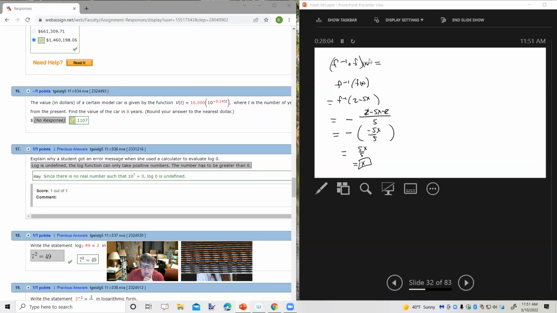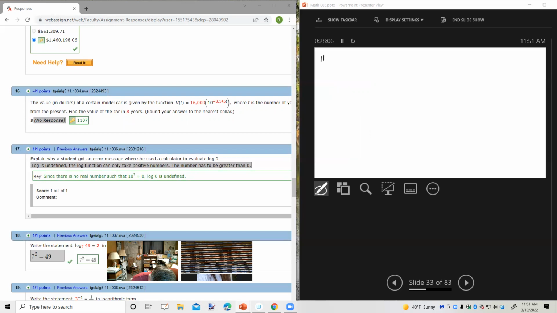Okay, here we go. So here's number 16. This is still chapter review. The value in dollars of a certain model car is given by the function V of t equals 16,000 times 10 to the negative 0.145t power, where t is the number of years from the present. Find the value of the car in 8 years. So basically they want V of 8.